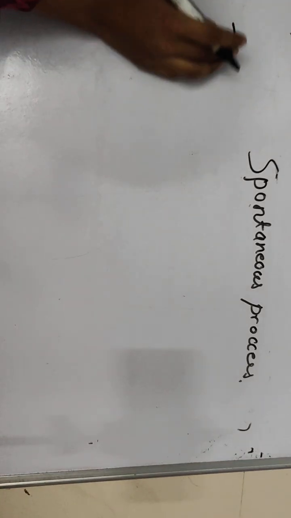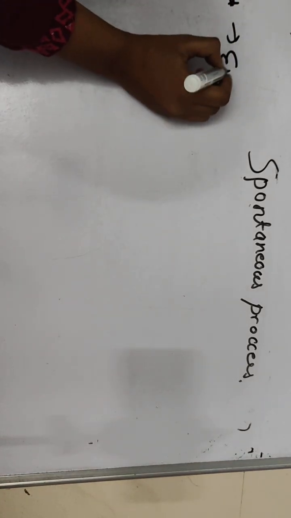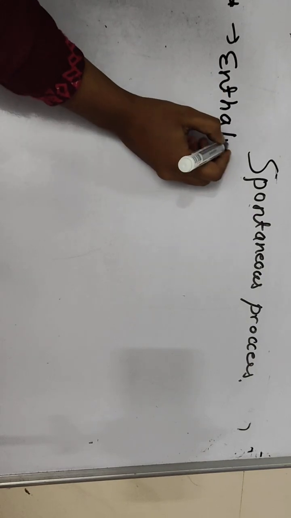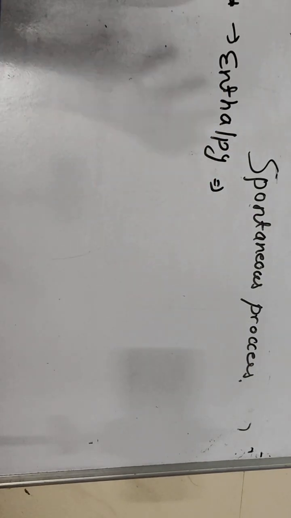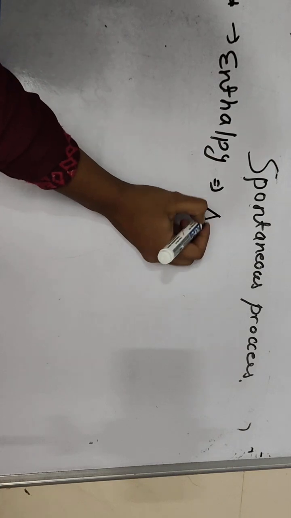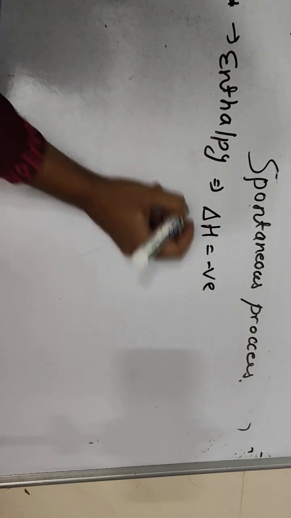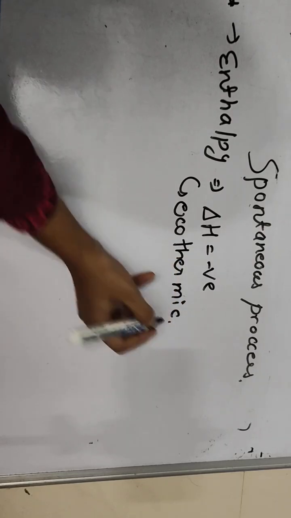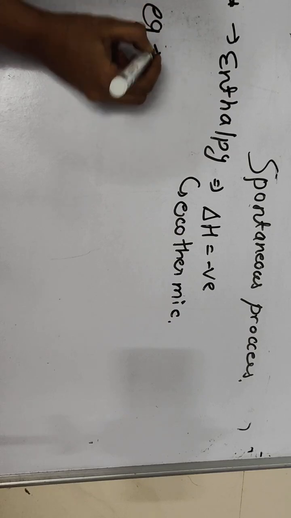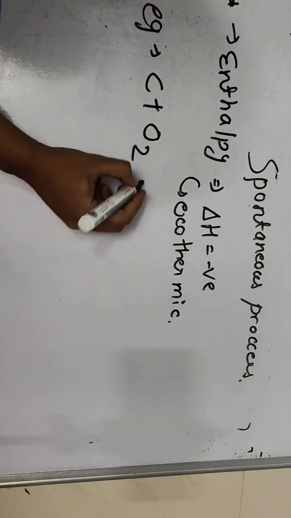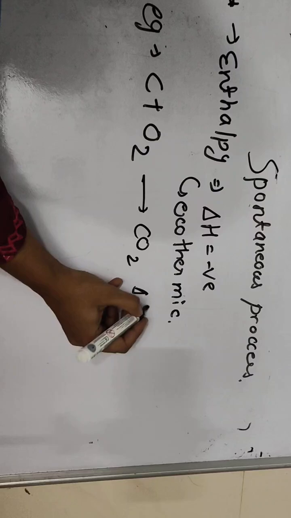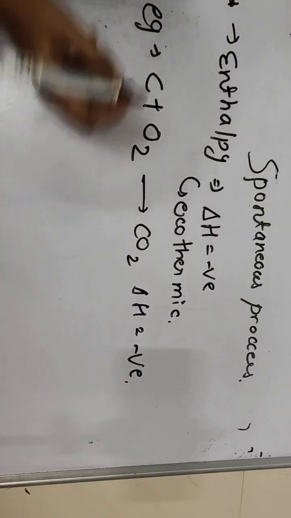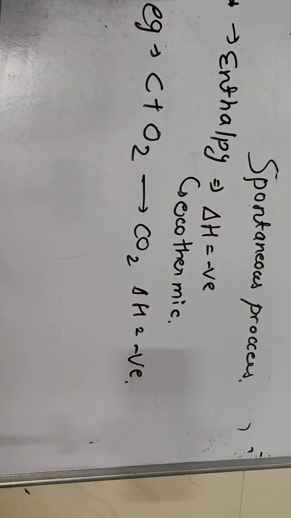To check the spontaneity of the reaction, we first take the enthalpy. So it was said that when the enthalpy is negative, means when the reaction is exothermic, those reactions are the spontaneous reactions. Let's take one example, like C combined with O2 will give CO2. In this, delta H is negative. But there are many reactions which are not exothermic, still they're spontaneous reactions.